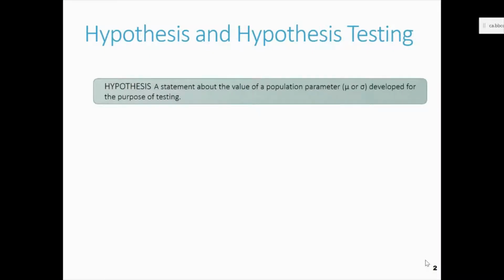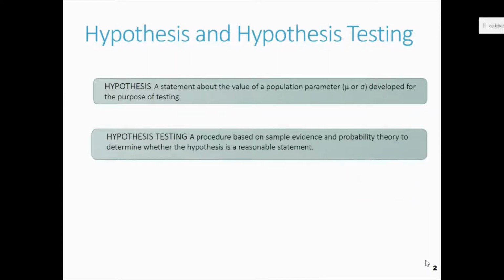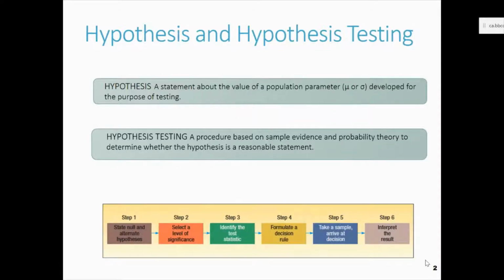Now, before we start, let's remind ourselves what a hypothesis is. A hypothesis is a statement about a value of a population parameter, whether it is the population mean or the standard deviation of the population, developed for the purpose of testing. Hypothesis testing is a procedure based on sample evidence and probability theory to determine whether the hypothesis is a reasonable statement or not. There are 6 steps to hypothesis testing, and in this session we're going to look at step 2 and step 3.